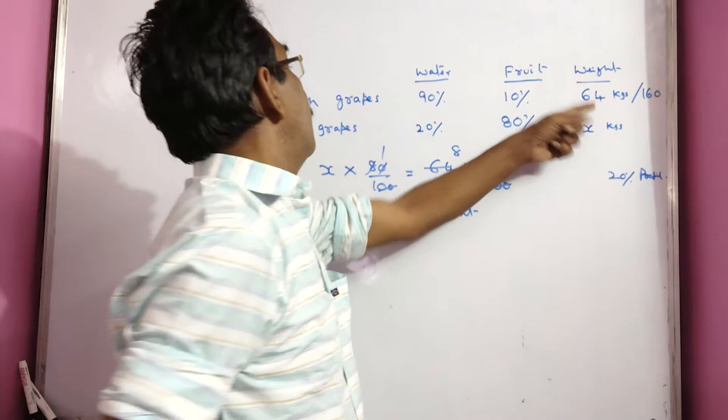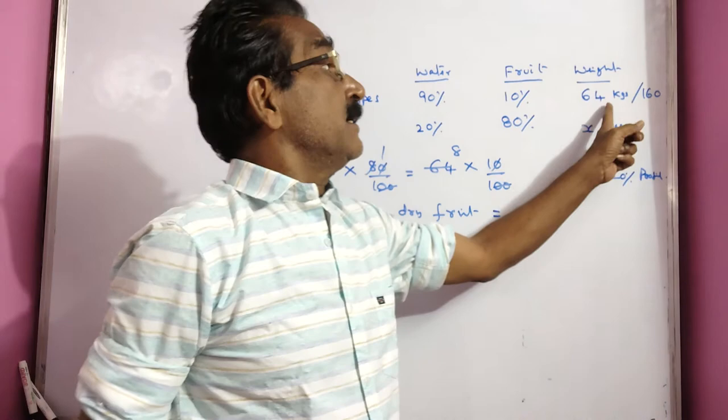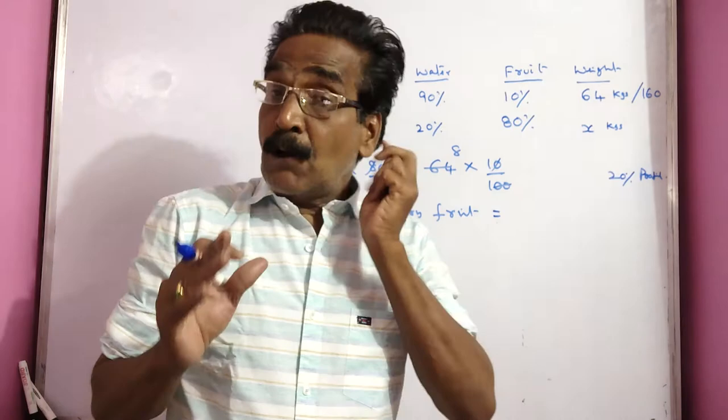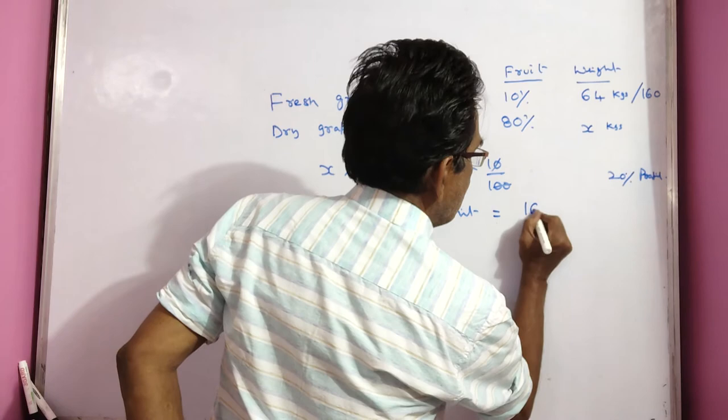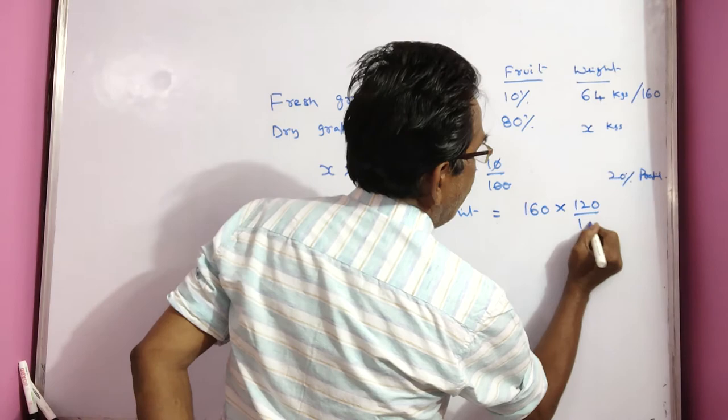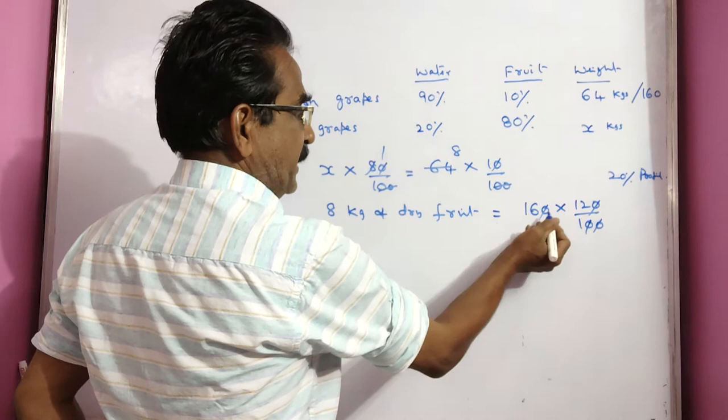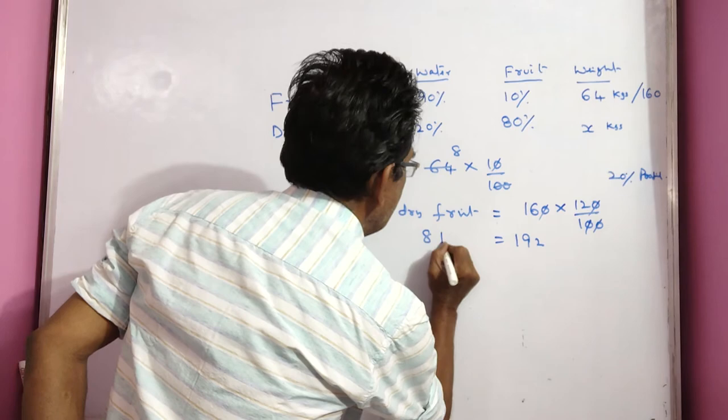Now, he has purchased 64 kgs of fresh fruit for rupees 160. Now, we want a profit of 20%. So, he has to sell the 8 kg of dry fruit. For rupees 160 as cost price, with 20% profit, means he has to sell for 120%. 0, 0 cancel. So, 8 kgs, 16, 12, 192. So, he has to sell the 8 kgs of dry fruit for rupees 192.